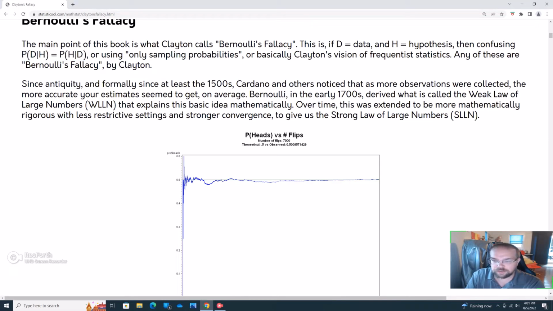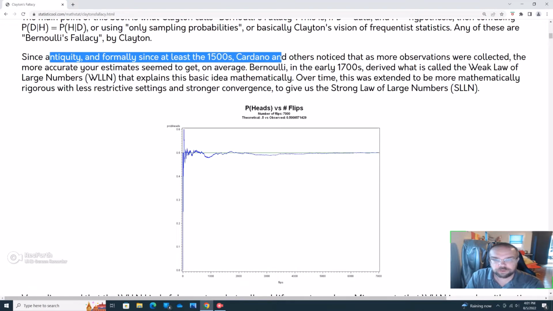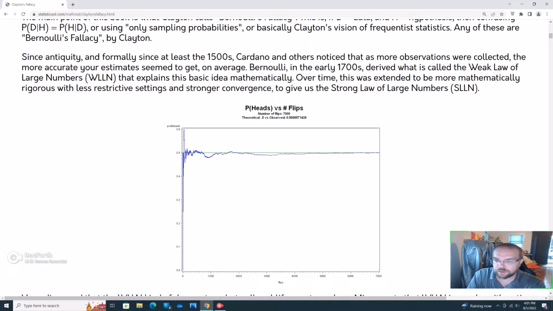So Clayton gives some history, and just to give my understanding of it, a long time ago, Cardano and others noticed that if you get more and more observations of something, the more accurate your estimates seem to get, on average, of course. There's variation. Bernoulli, in the early 1700s, derived what's called the weak law of large numbers, WLLN, and that explains the idea mathematically. Over time, that was made more rigorous, with less restrictive settings and stronger convergence, and that gives us the strong law of large numbers.